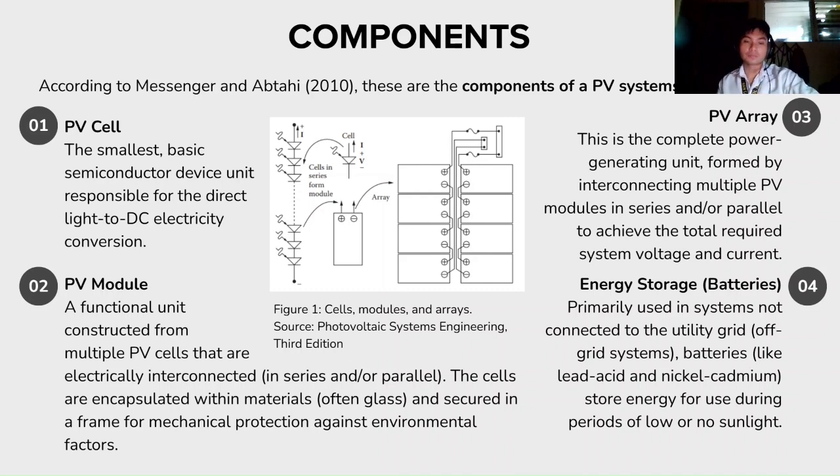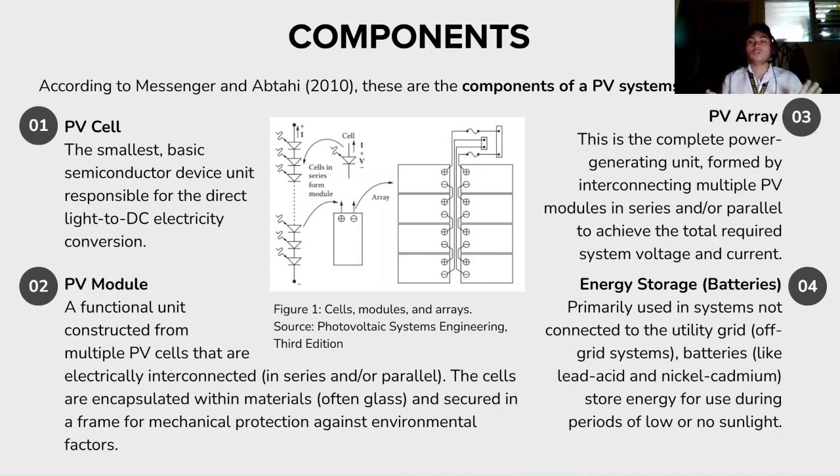Now number three, PV array. This is the complete power generating unit formed by interconnecting multiple PV modules in series or parallel to achieve the total required system voltage and current. So a PV array is just a group of connected PV modules, either in series or parallel, to achieve the desired voltage and current. So if I think of it in a different way, a PV array is a group of connected PV modules, PV modules are a group of connected PV cells, and the PV cell is the one that does the conversion.